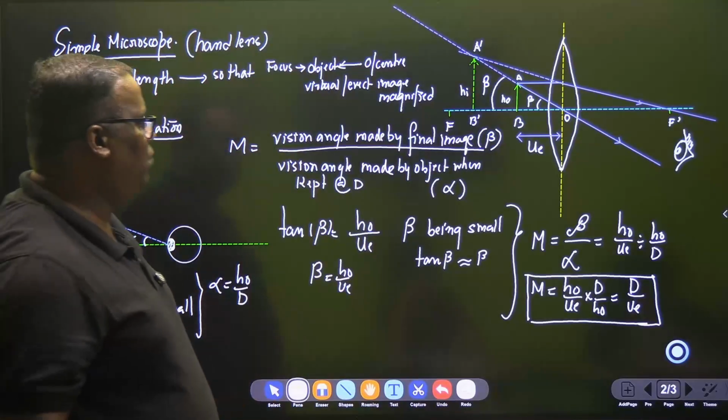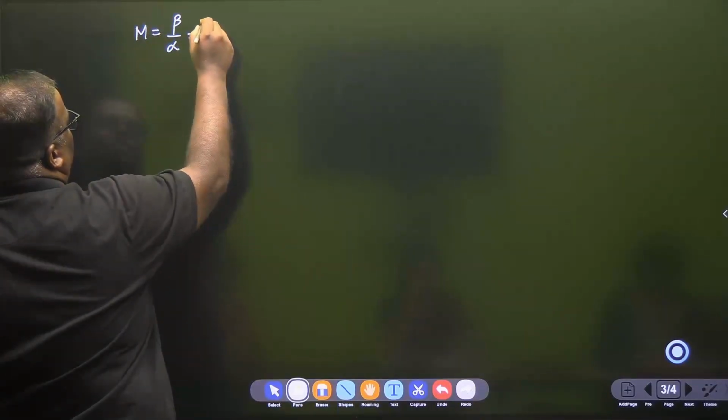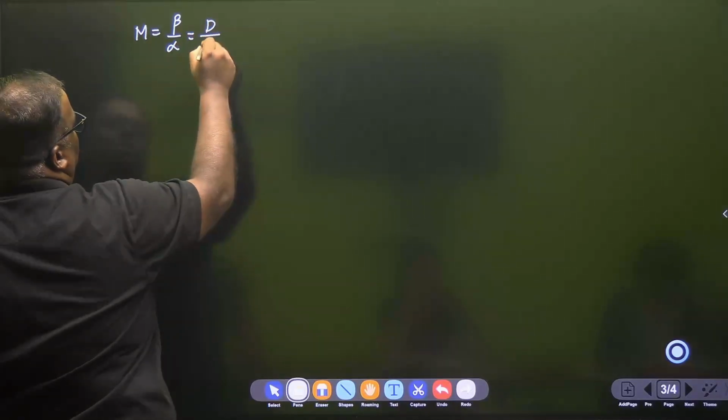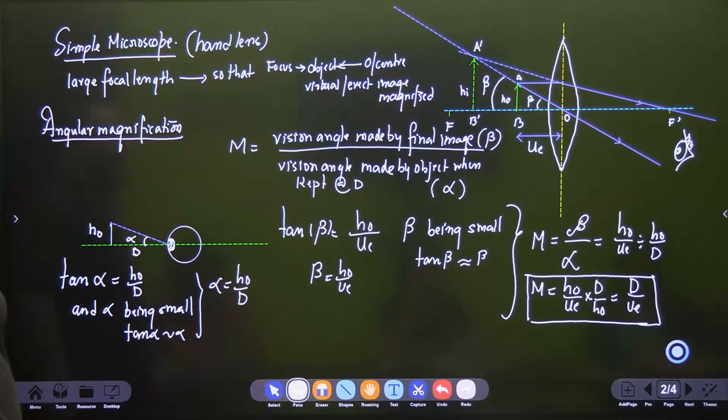Now this formula we have to appreciate in two cases. We just found out that magnification is beta upon alpha, and we found this value as D upon UE. Have you done till this much? Is it clear? No dispute? Okay.